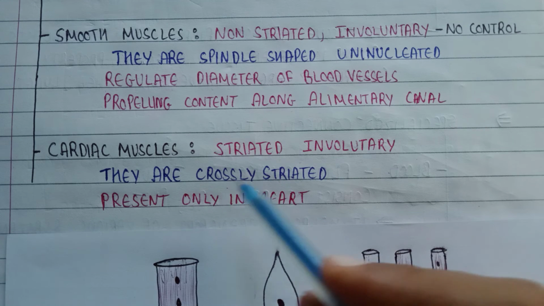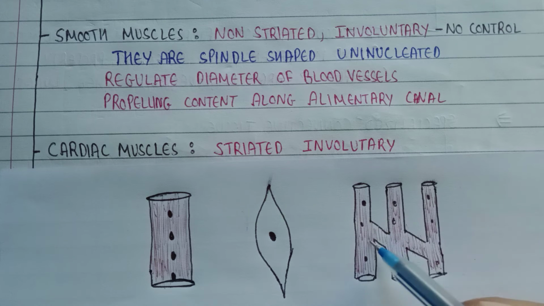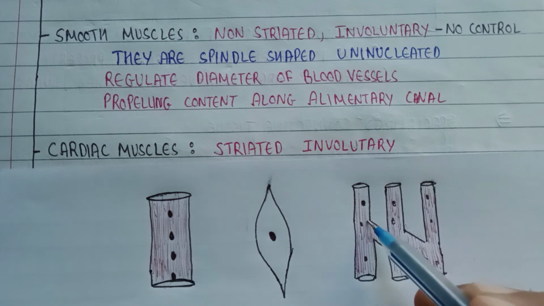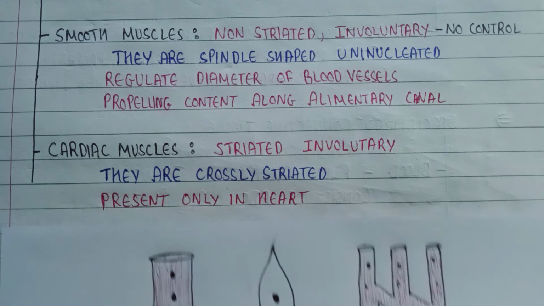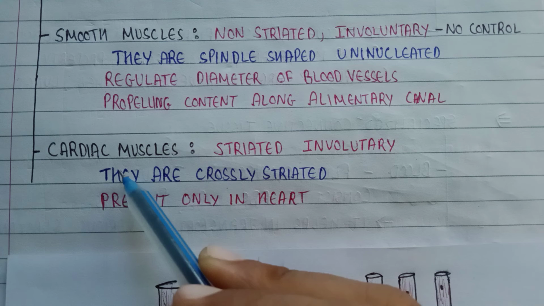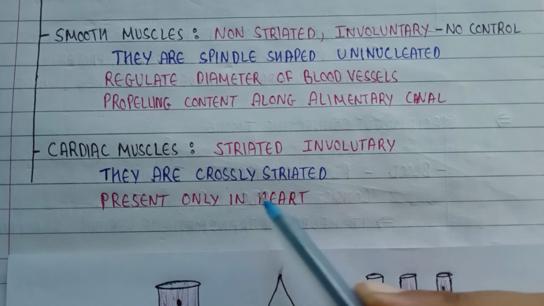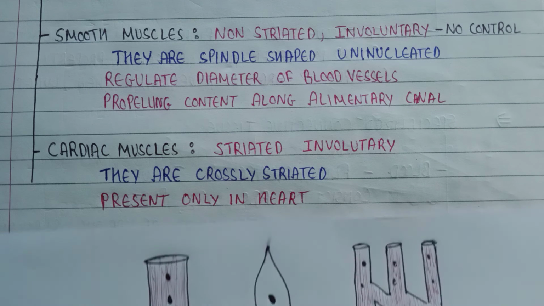They are cross striated. Cross striated means they are connected. They are interconnected. They have intercalated discs that make them interconnected. Coming to the location, the cardiac muscles are present only in our heart.